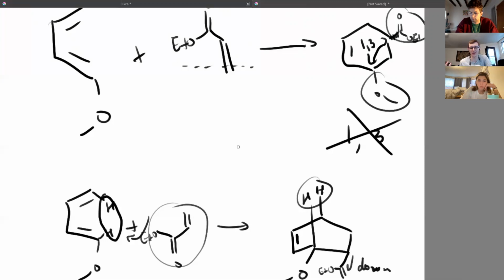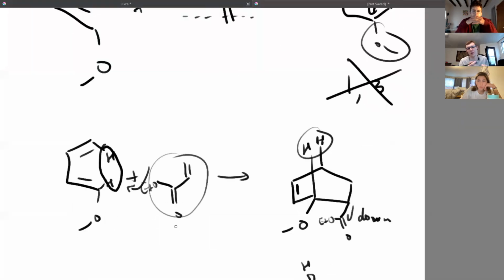And then my other main thing is remembering these kind of tricks, like never get 1,3 products. I don't know what else. You always want the withdrawing group to be facing into the other molecule, things like that.